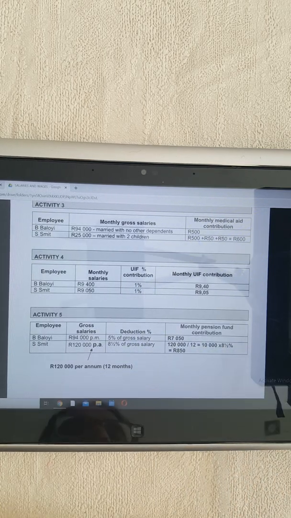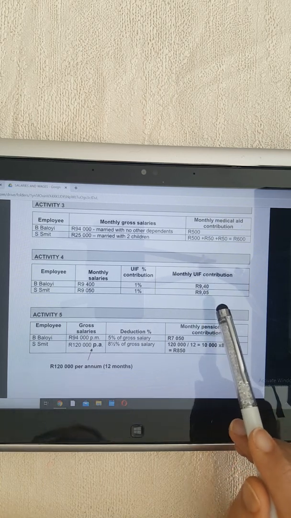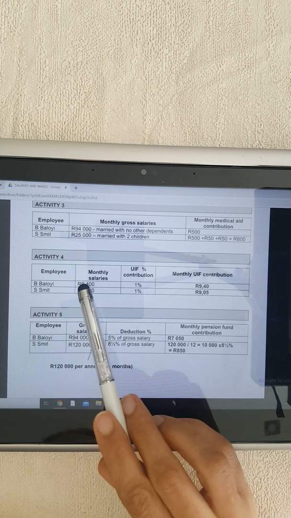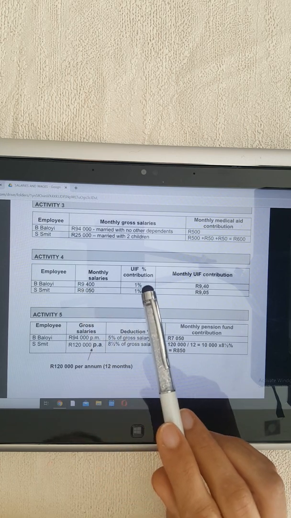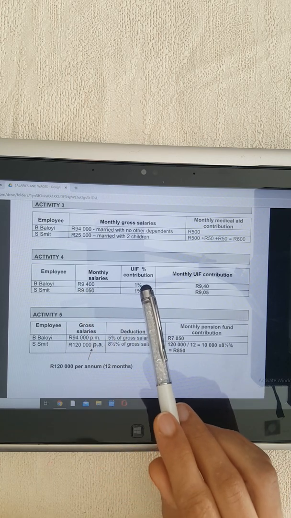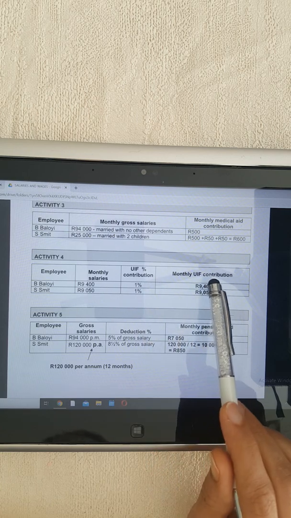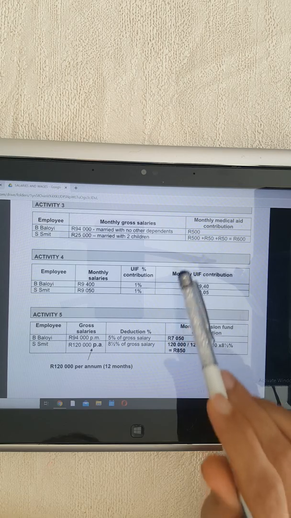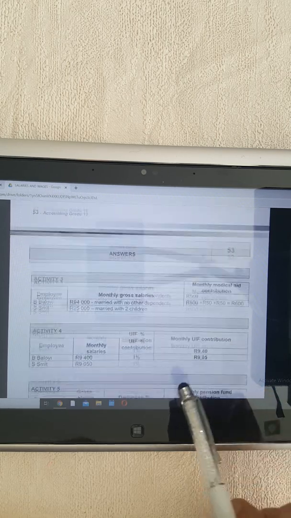Okay, and also here they've made an error. So if you want to get the correct answers, I did it earlier in the video. You're going to take 9,400. Multiplying by 1% is going to give you your amount per annum. Then you're dividing it by 12. I think they've divided by 10. It's incorrect there. So just be careful if you are using these answers here.